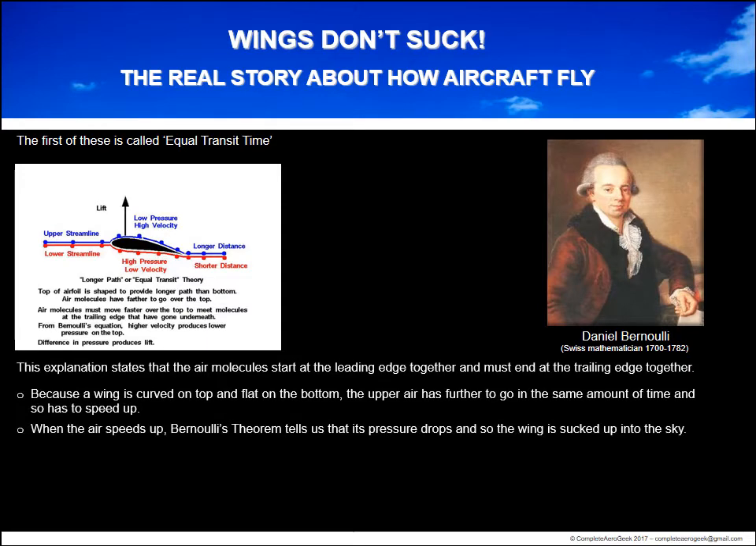This explanation states that the air molecules start out at the leading edge together, and must end up at the trailing edge together. Because a wing is curved on top and flat on the bottom, the upper air has further to go in the same amount of time, and so has to speed up. When the air speeds up, Bernoulli's theorem tells us that its pressure drops, and so the wing is sucked up into the sky. But is any of this true? Let's look at a wing in the wind tunnel to find out.